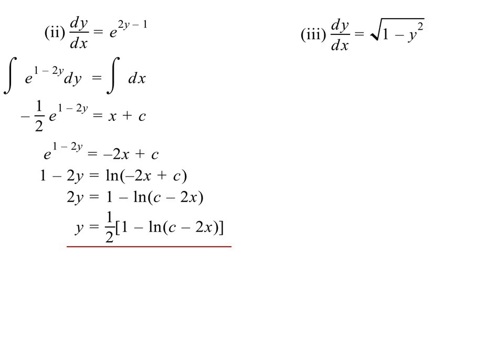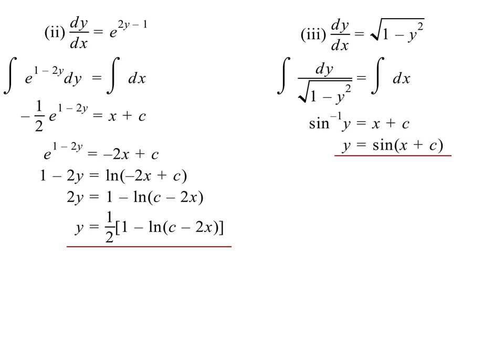Square root of 1 minus y squared. Again, separate them out. Left hand side now we have inverse sine or minus inverse cos, whichever you prefer. I've gone with inverse sine, and y then becomes the sine of x plus c. So we've seen those sorts of types already, really.